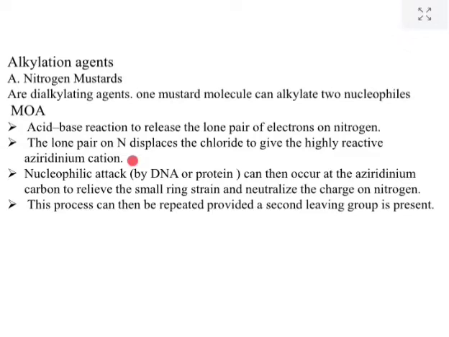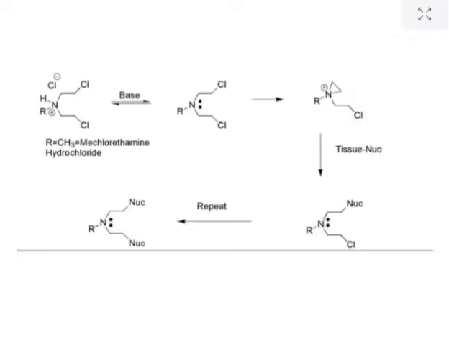It can attack proteins, it can also attack the DNA, and of course, once it attacks the DNA, it will bring about alkylation. And this process can be repeated provided a second leaving group is present. You have seen that in most of the nitrogen mustards, you have two active groups, and therefore you can repeat that process. So here we have, let's say, mechlorethamine hydrochloride.